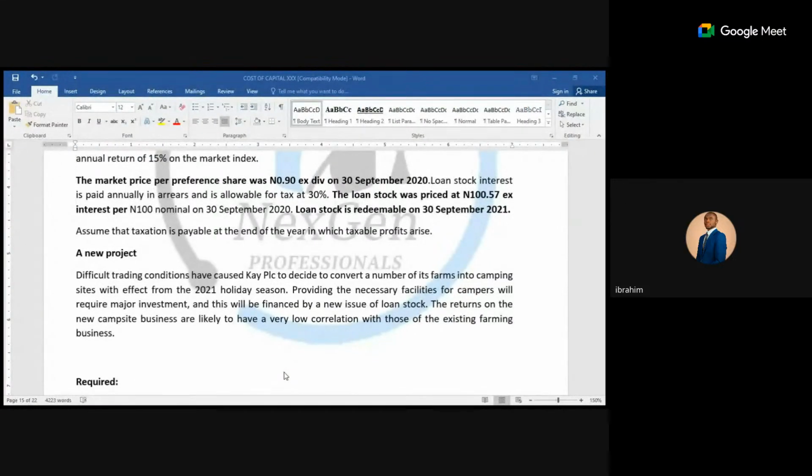Two is the new issue of loan stock. The cost of this new issue of loan stock may increase, and may cause a change in the equity beta.